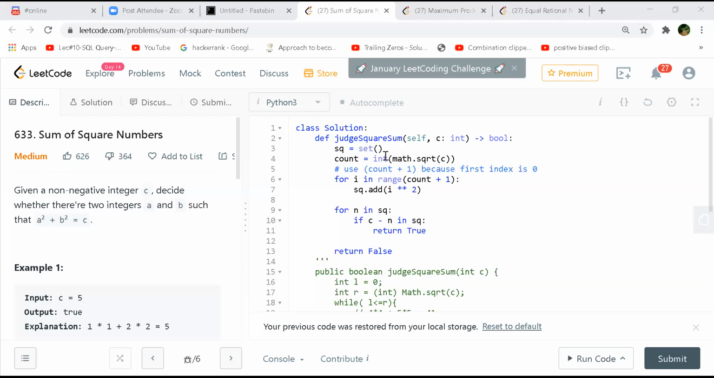And one more, it's just simple, though what I did is more time taking. I'm just taking a set, and the count goes up to square root of C, because our first index is 0. If A is 0, B will be root of C. So you just keep on adding your squares to this set, and for every number in the square, if the complement of it is present there, that means you got both the pairs.